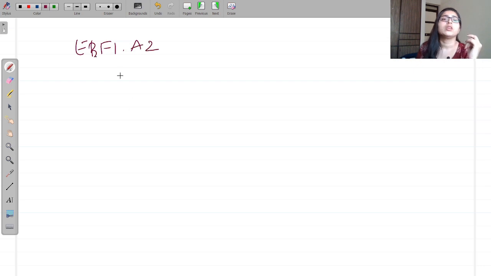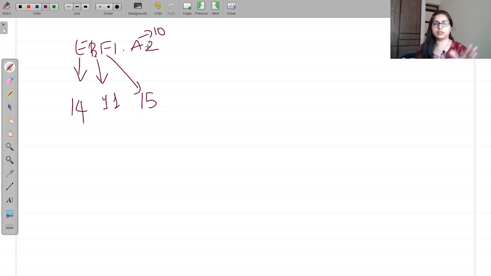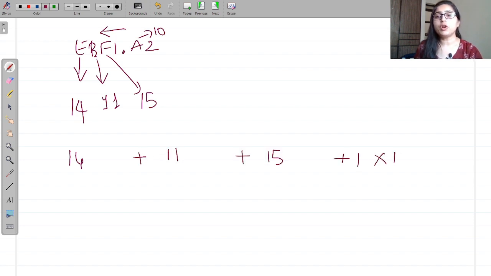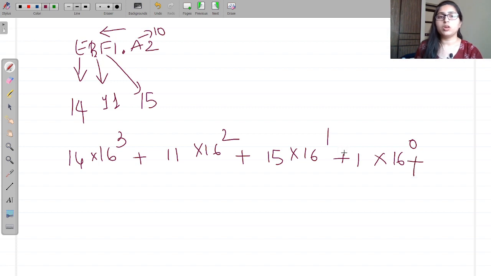EBF1.A2. So what is E? It is 14. What is B? It is 11. What is F? It is 15. This is 1. What is A? It is 10. First convert it. Instead of E, you know, 14, right? So now multiply with the weights. Left of the hexadecimal point, positive powers. So you write 14, you write 11, 15, 1. From here you start 16 to the power 0, 16, 16 square, 16 cube. Now A, that is 10, and here I am writing 2.